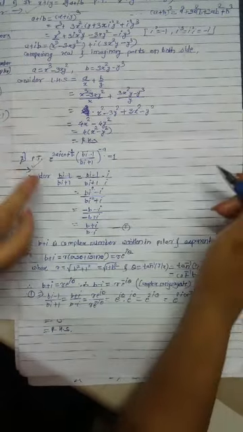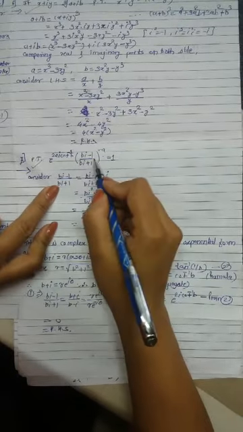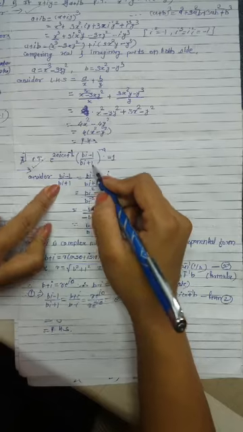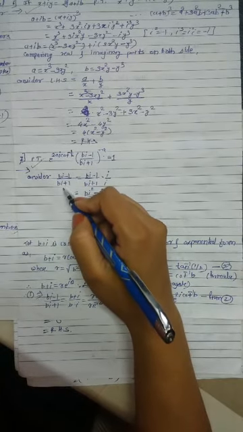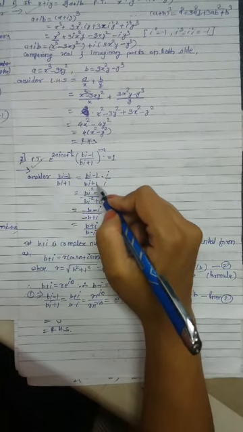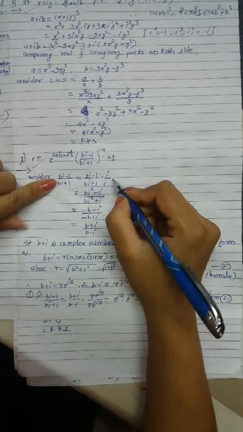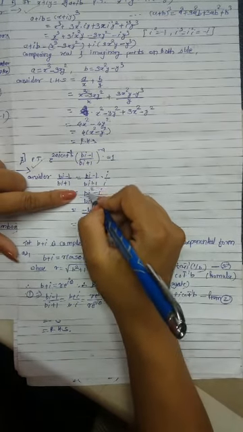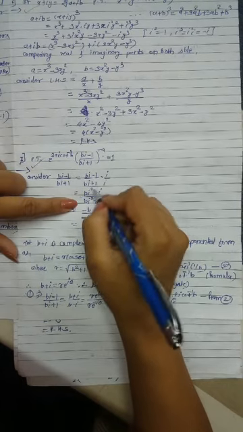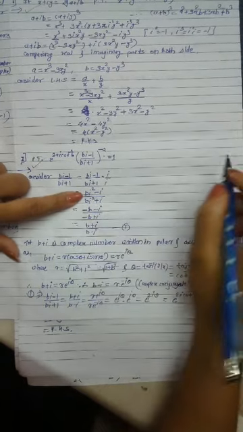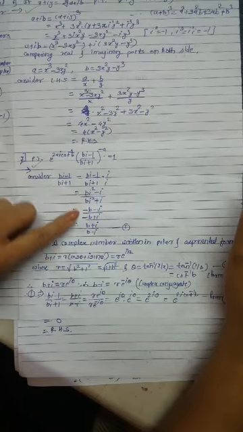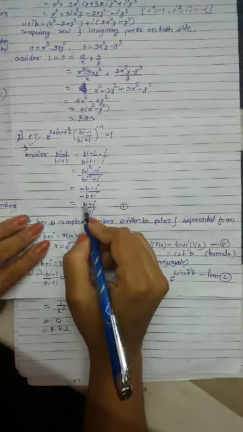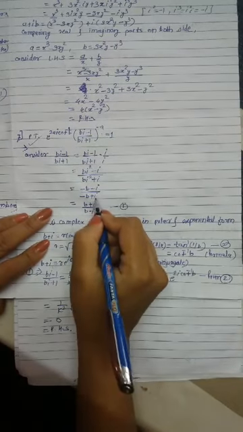Okay, consider this bracket expression first. We have to solve this first. bi minus 1 upon bi plus 1 is equal to, multiply and divide by i. What we get: b i square minus i upon b i square plus i. Again, i square value is minus 1, therefore it becomes minus b minus i upon minus b plus i.